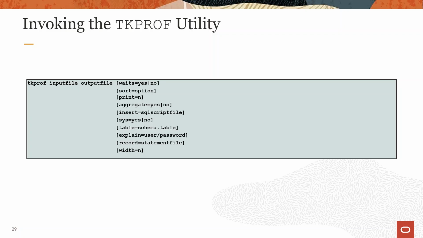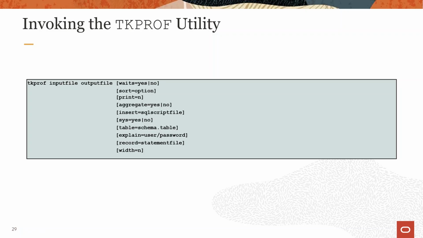Now, if you ask to sort the traced SQL statements in descending order, you can then specify via the print parameter to only list the first integer sorted SQL statements in the output file. If you don't set this, tkprof will list all the traced SQL statements. By the aggregate parameter, you can specify whether or not tkprof does an aggregation of multiple users of the same SQL text.